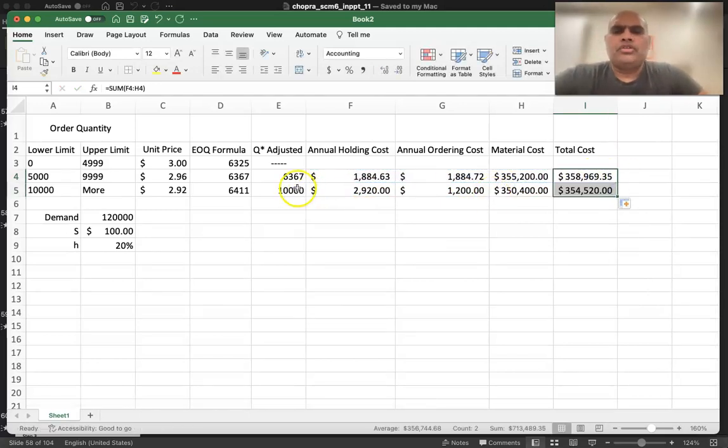There you go. So if my lot size is 6,367, that is every time I order 6,367 items at $2.96, it's going to cost me $358,969.35 for the whole thing. If I order 10,000 items every time I order at $2.92, it's going to cost me $354,520. So this is definitely cheaper than that. And so my optimal order quantity is that.